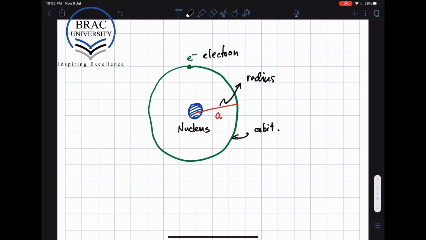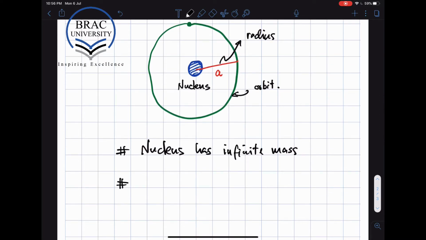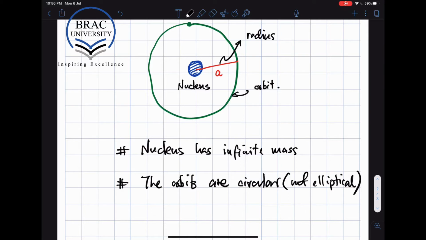So we are assuming two things. One is that the nucleus has infinite mass, and that the orbits are circular. That is, they are not elliptical. You can consider the case where the nucleus has finite mass, as well as where the orbits are elliptical, and it's not very difficult, but this is a simplifying assumption so that we have a more straightforward derivation. Let's set up the equation.